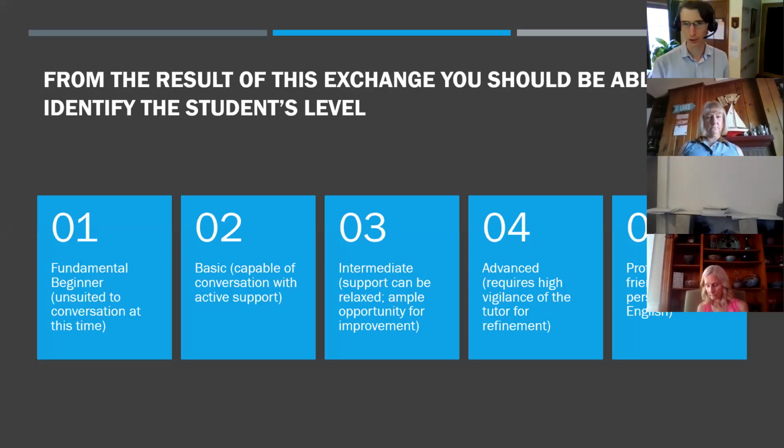From that kind of exchange, the introduction and then the how are you, you should be able to identify the student's level. And I have 5 here. The first one is fundamental beginner, which means that they're not suited to conversation. So like I said, maybe you can talk with anyone, maybe not. If they don't know any English at all, probably they're not suited for a conversation. And this happens when you're teaching online.